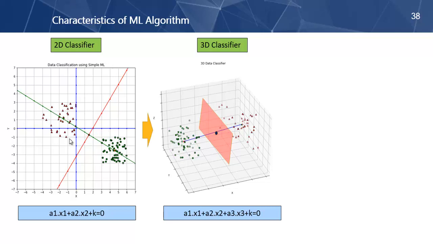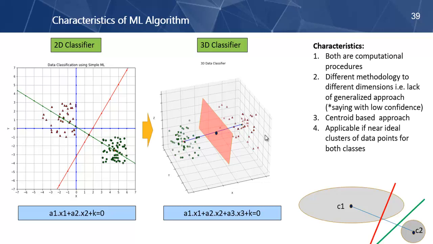So this can be extended to 3D, and I'm not sure, but it can increase to other dimensions also. So let us see. What are the characteristics of the ML algorithm? Whatever we have done so far, both are computational procedures. Whether 2-dimensional or 3-dimensional, we did not implement 3D, but just analyzed it theoretically. So these two things are computational procedures.